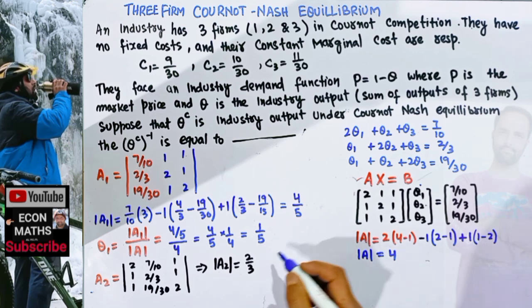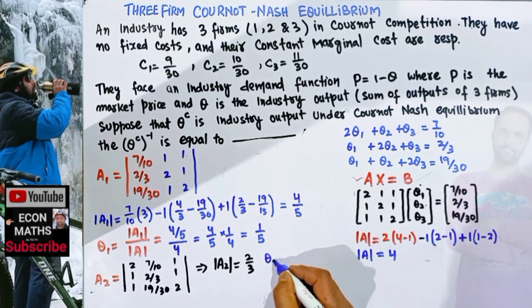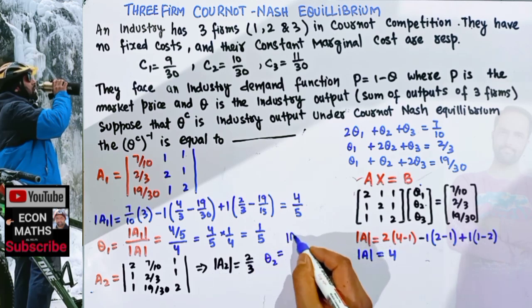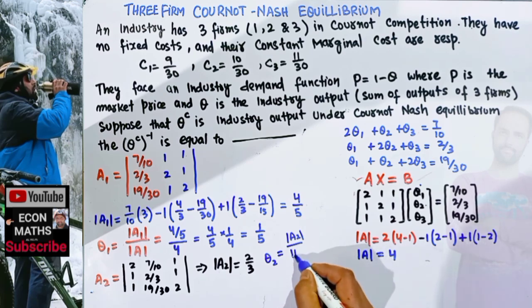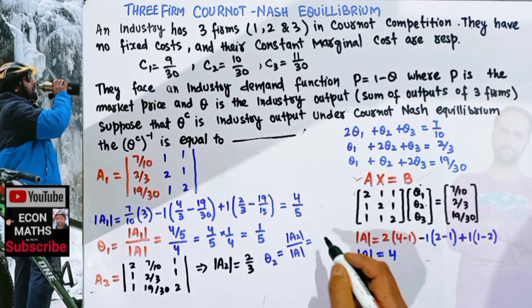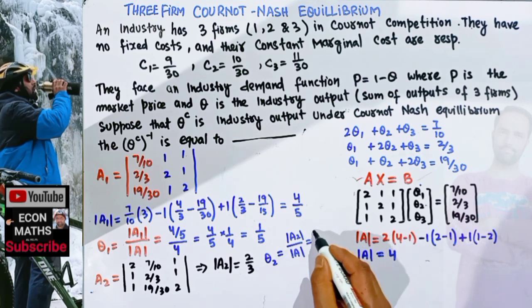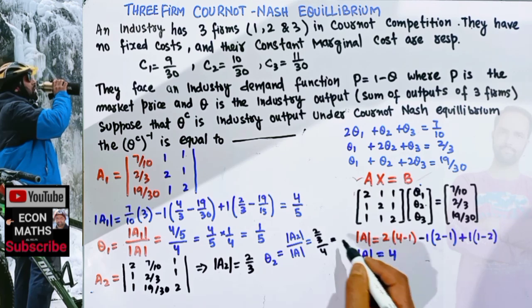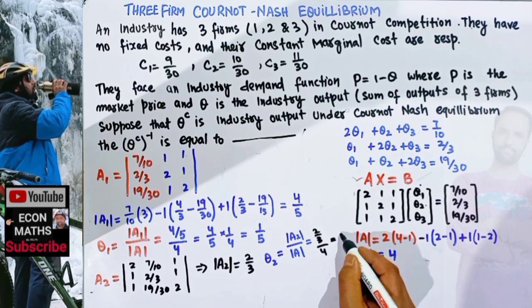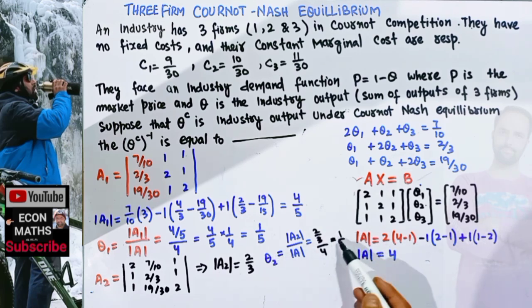That means the quantity supplied by firm 2 will be equal to the determinant of this new matrix A2 divided by the determinant of the coefficient matrix, that is A, which will be equal to 4. So we got here 2 upon 3 divided by 4, it comes out to be 1 upon 6. That means the quantity supplied by firm 2 will be equal to 1 upon 6.